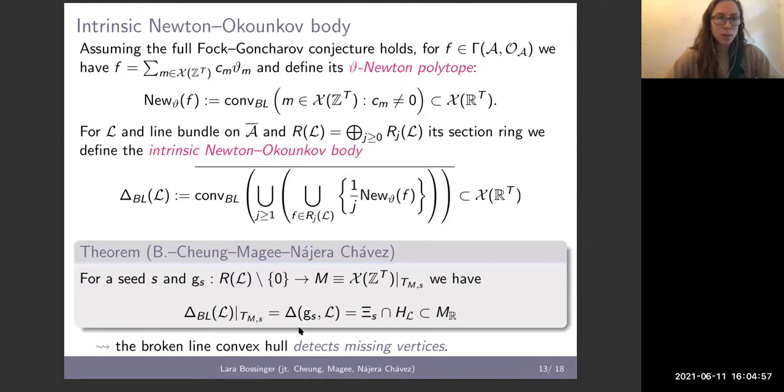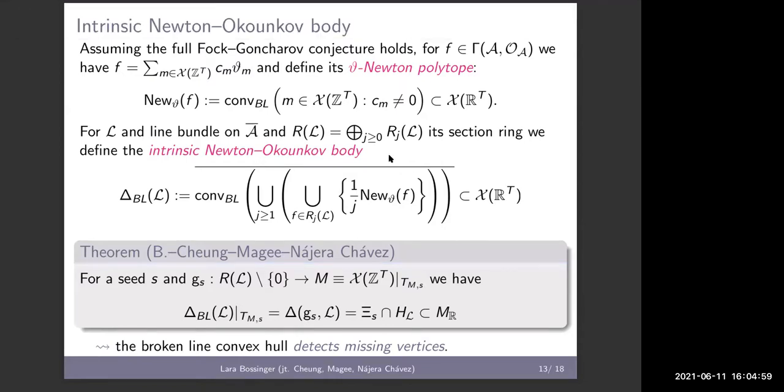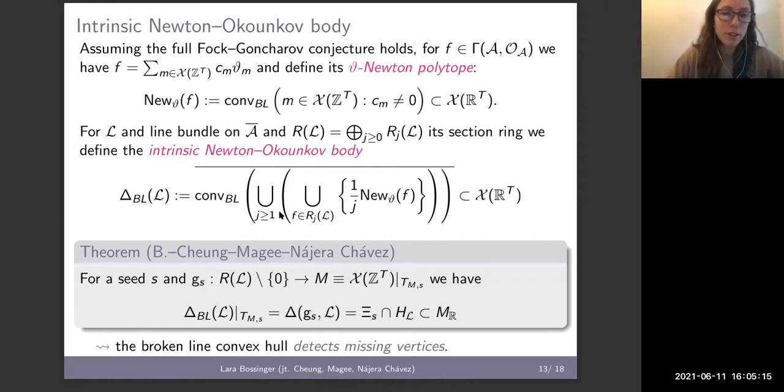And sorry if I may interrupt. Here you do need to take the union over all J, yeah? All the graded pieces, unlike the toric case. In the toric case, you just take the convex hull of... Yeah, okay. No, I know, I really do need this union. Mm-hmm. Yes.